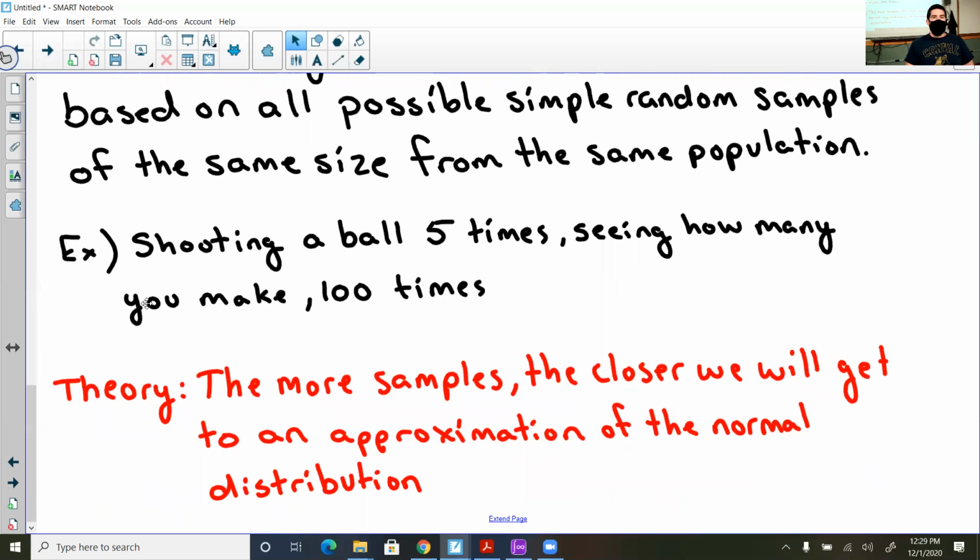The theory behind the sampling distribution is that the more samples you can obtain, the closer we'll get to a normal approximation, an approximation to the normal distribution. I'm looking at the words out of the corner of my eye and got them mixed up.